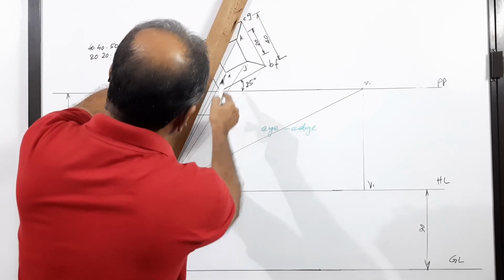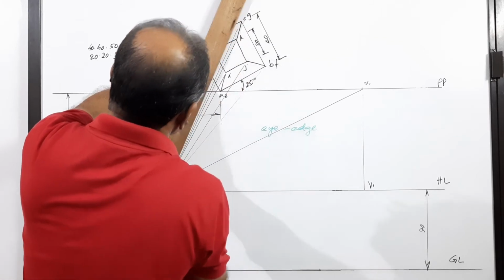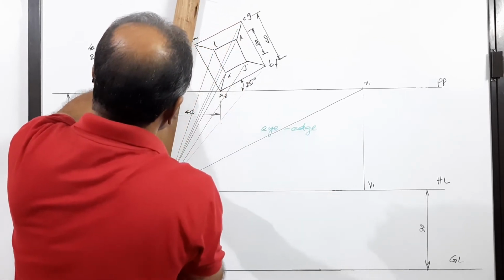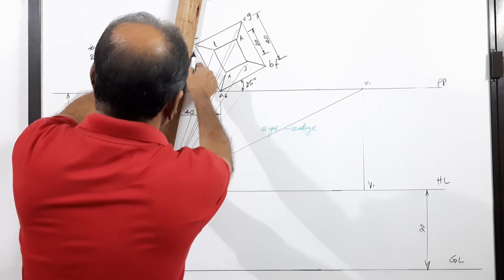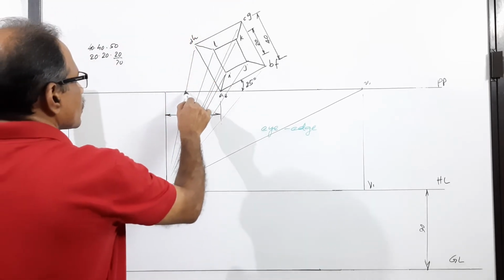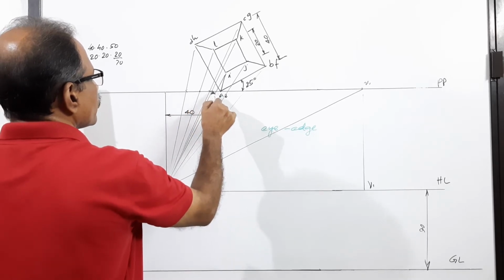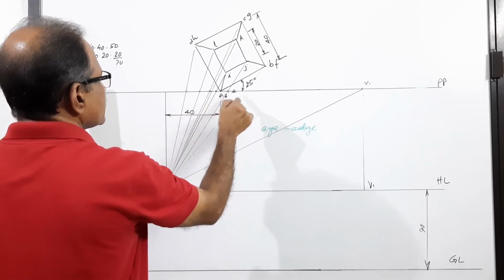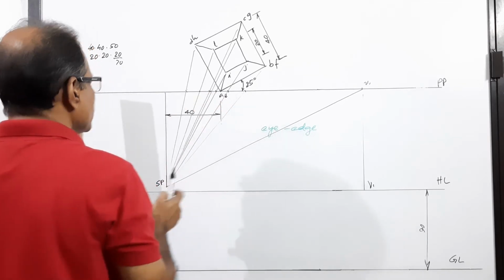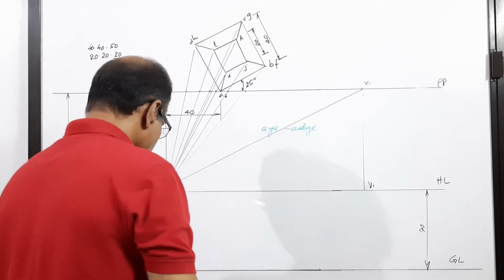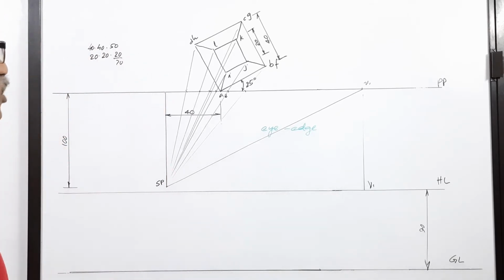CG. L. H. 1, 2, 3, 4, 5, 6, 7, and since A is on PP, that's the 8th point. 8 intercepts you have got.